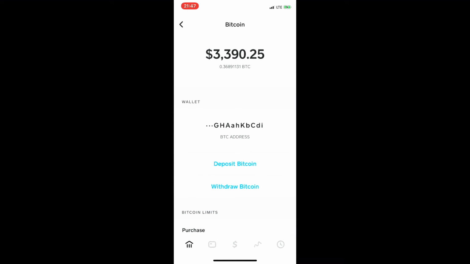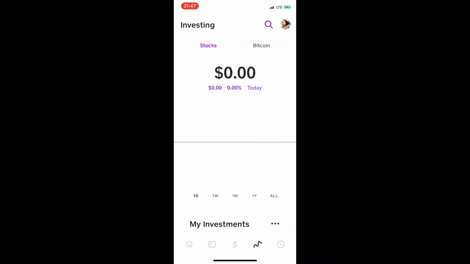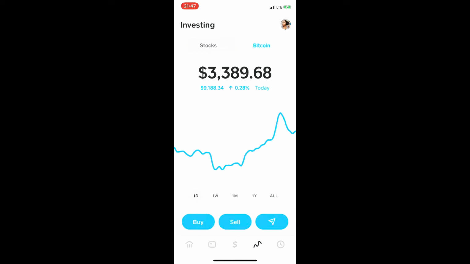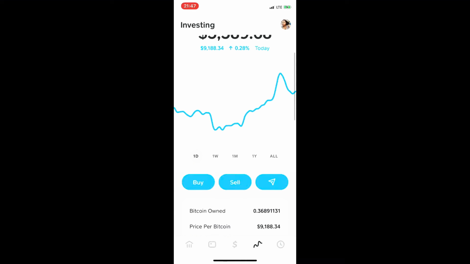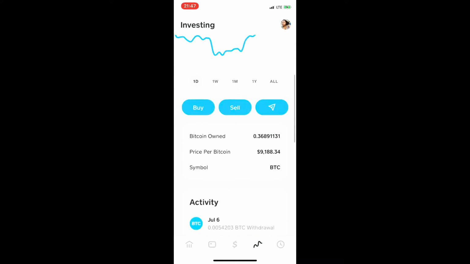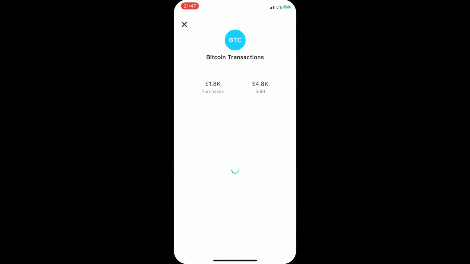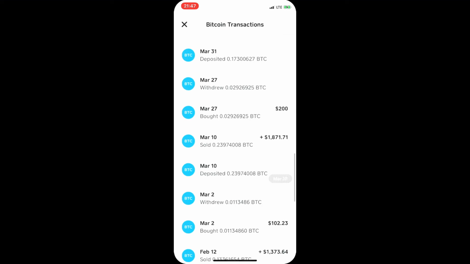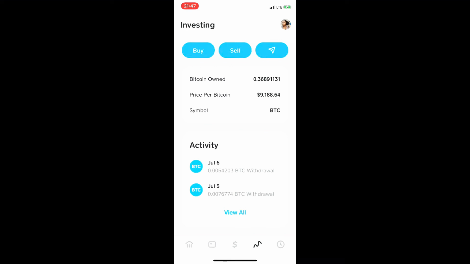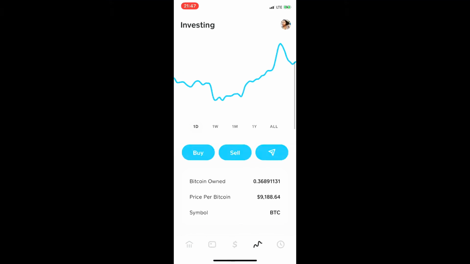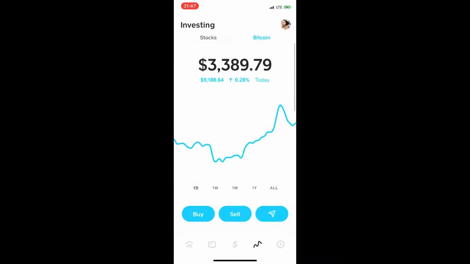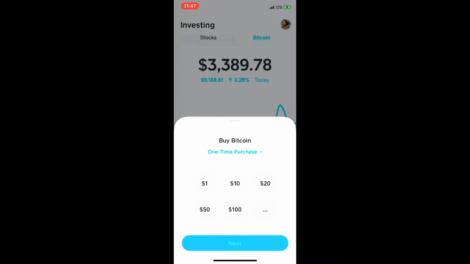So I'm going to go back to the original screen and press the squiggly line at the bottom. This is the investing page. This page also shows you where you can see all your Bitcoin transactions, where you see activity. So this is all my transactions for the past, I think, year or so. And I'm going to scroll back up to the top, and we're going to click on buy Bitcoin.